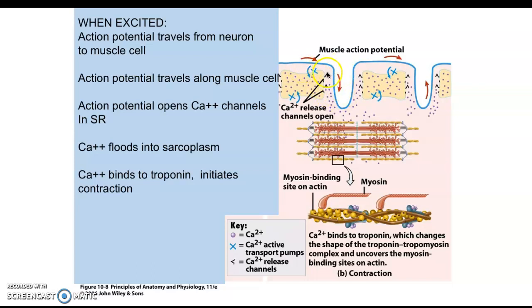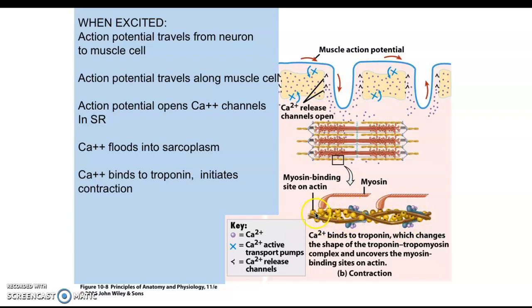So when the action potential reaches down into the T tubules, it opens these calcium channels, and calcium then flows out of the sarcoplasmic reticulum, where its concentration is very high, into the cytosol, where its concentration is very low. When the calcium concentration in the sarcoplasm, or in the cytosol of the muscle cell, begins to increase, calcium interacts with troponin. Calcium causes a change in the troponin shape, which causes it to move, and it rolls the tropomyosin away from the active sites on actin.